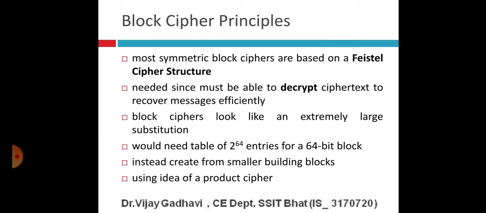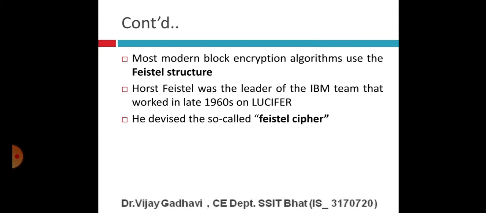Instead, create it from smaller building blocks using the idea of a product cipher. Most modern block encryption algorithms use the Feistel structure. Horst Feistel was a leader of the IBM team that worked in the late 1960s on Lucifer. He devised the so-called Feistel cipher.